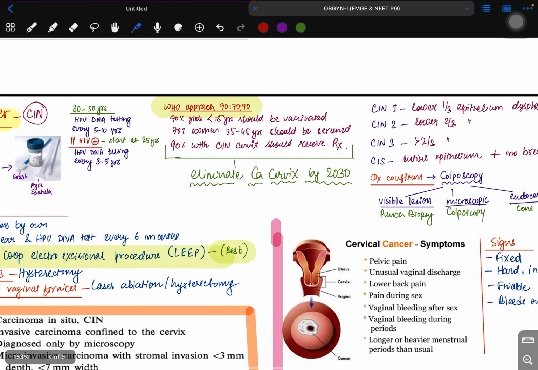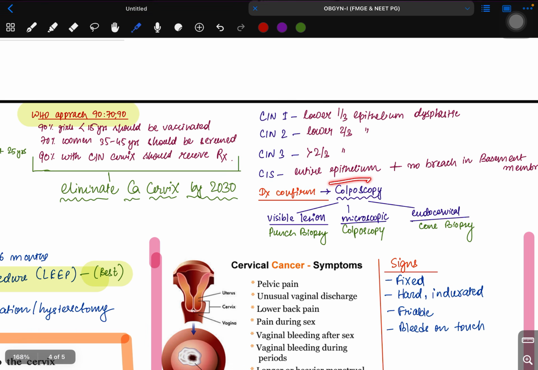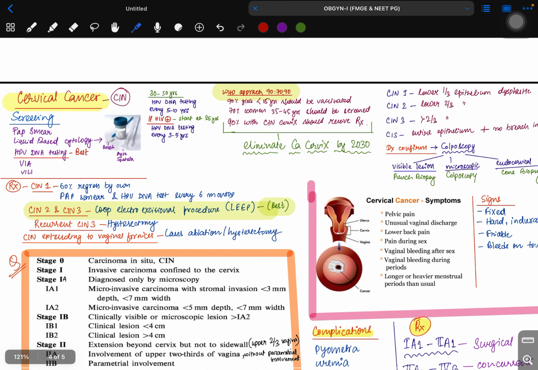So that's the thing. Now coming to the stages, so CIN1 means the lower 1/3 of the epithelium will be dysplastic. CIN2 means lower 2/3 of the epithelium will be dysplastic. CIN3 is more than 2/3 of the epithelium will be dysplastic, and CIS, carcinoma in situ, means the entire epithelium is dysplastic and there is no breach in the basement membrane. How will you confirm the diagnosis? With the help of colposcopy. So if there is a visible lesion, we can do punch biopsy. If there is a microscopic lesion, we can do colposcopy, and if the lesion is endocervical, we can do cone biopsy or conization.